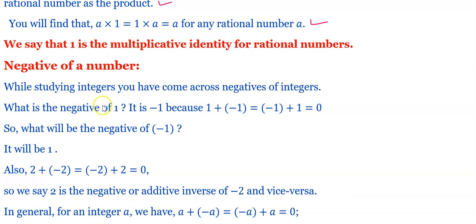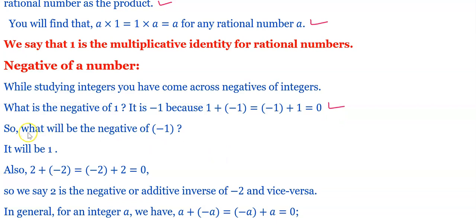While studying the integers, you have come across some negatives of integers. What is the negative of 1? It is minus 1, because 1 plus (minus 1) is equal to minus 1 plus 1, and that equals 0.